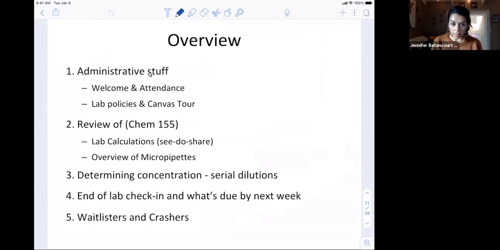After we get that taken care of, we'll do our review of Chem 155. So as a reminder, Chem 155 is a prerequisite for this course. And I've spoken with the professors of that course and have looked over the syllabus. And some of the math that you supposedly learned in Chem 155 is something that we will be using throughout the semester. So when we go over the math today, it's not just for today, it's really for the whole entire semester.